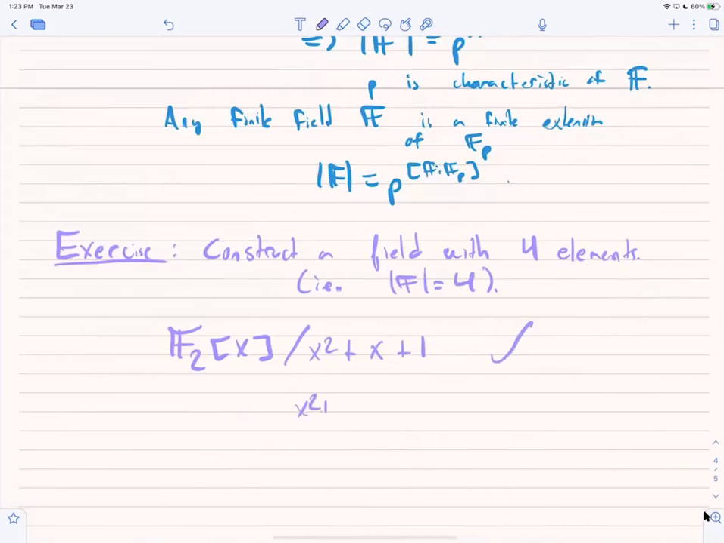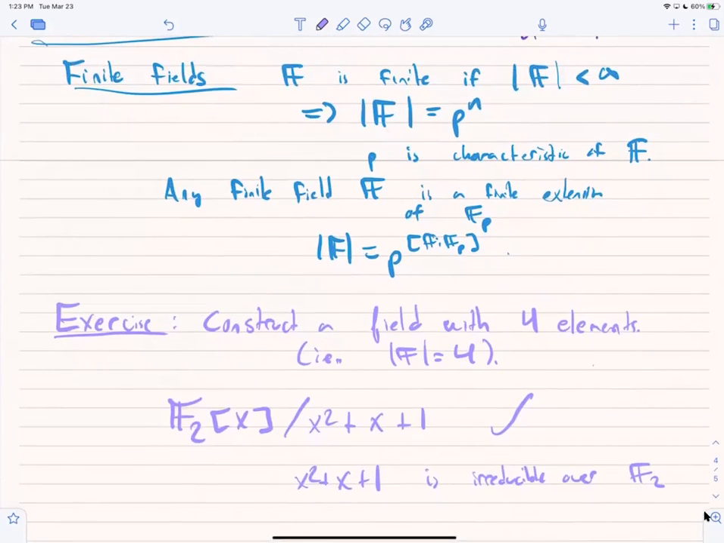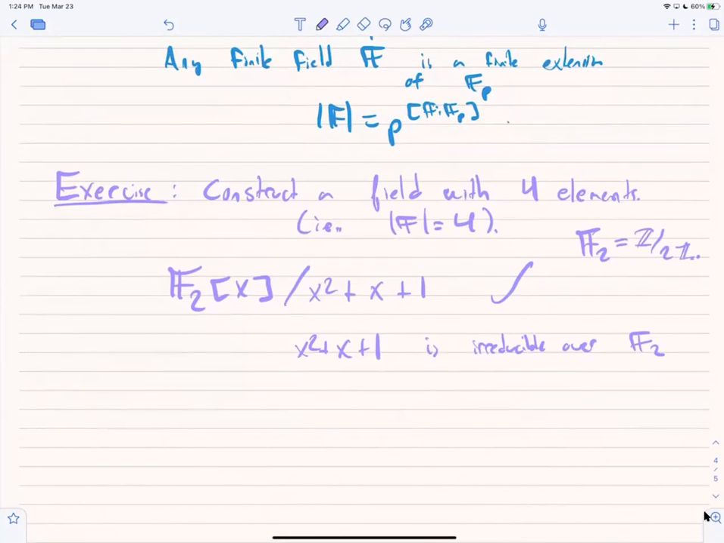So X squared plus X plus 1 is irreducible over F2 because it has no roots. So F2 is Z mod, sorry. I think I've used this notation already, but let me just remind that F2 means Z mod 2Z. So it's the field with 2 elements. So this polynomial is irreducible over F2 just because it doesn't have a root.